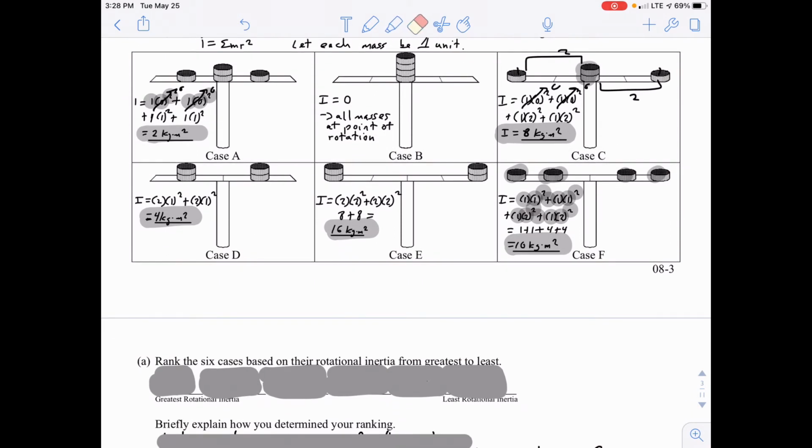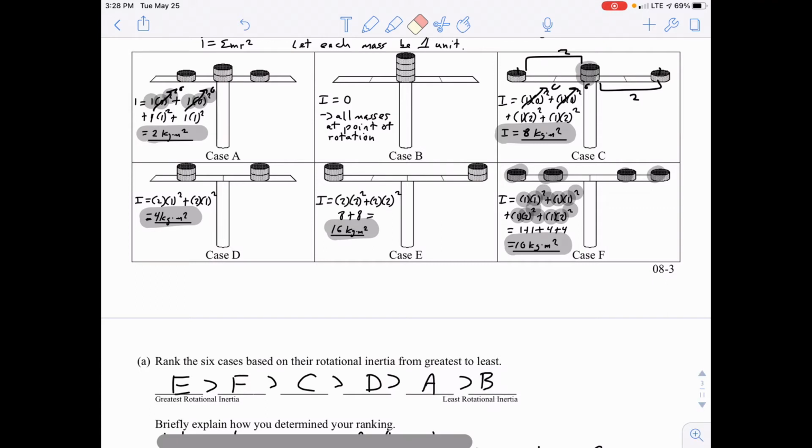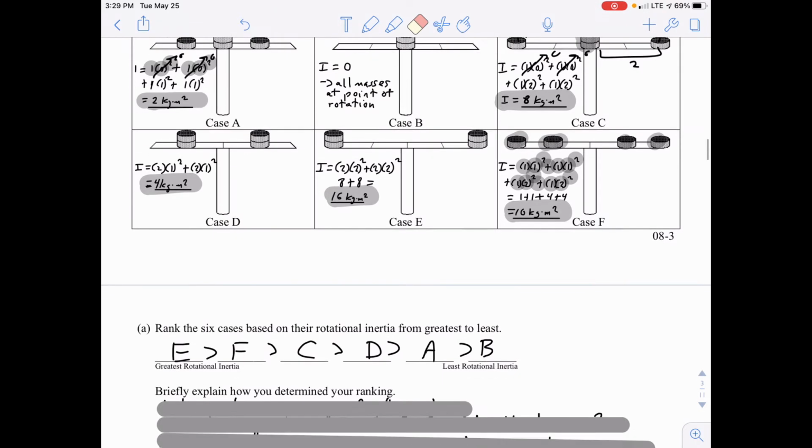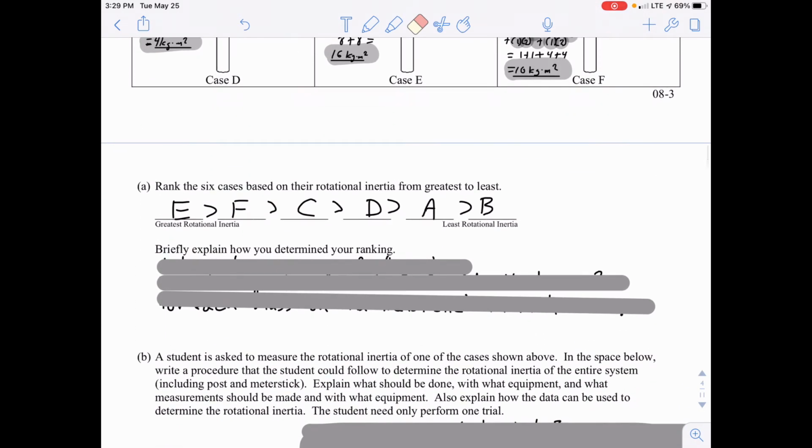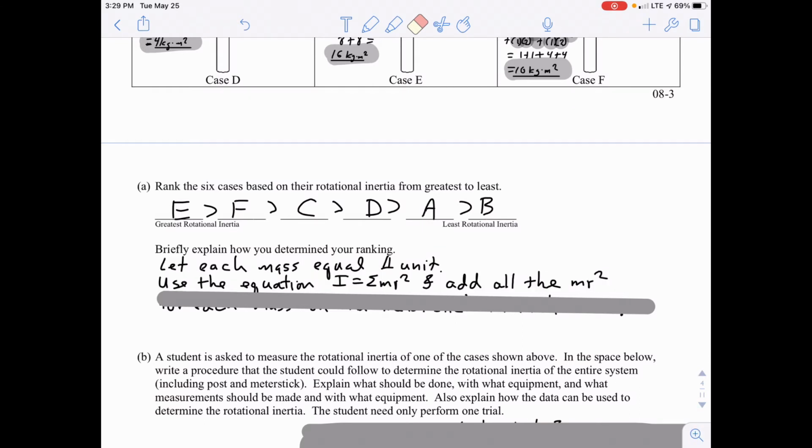Completing those calculations should help you rank them as E being the highest at 16, which is greater than F at 10, which is greater than case C, which is 8, which is greater than case D, which is 4, which is greater than case A, which is 2, which is greater than case B, which is 0. Again, each mass unit was 1 unit. We use the equation mr squared, the sum of mr squared, and add all the mr squareds in each case for each mass on the meter stick.